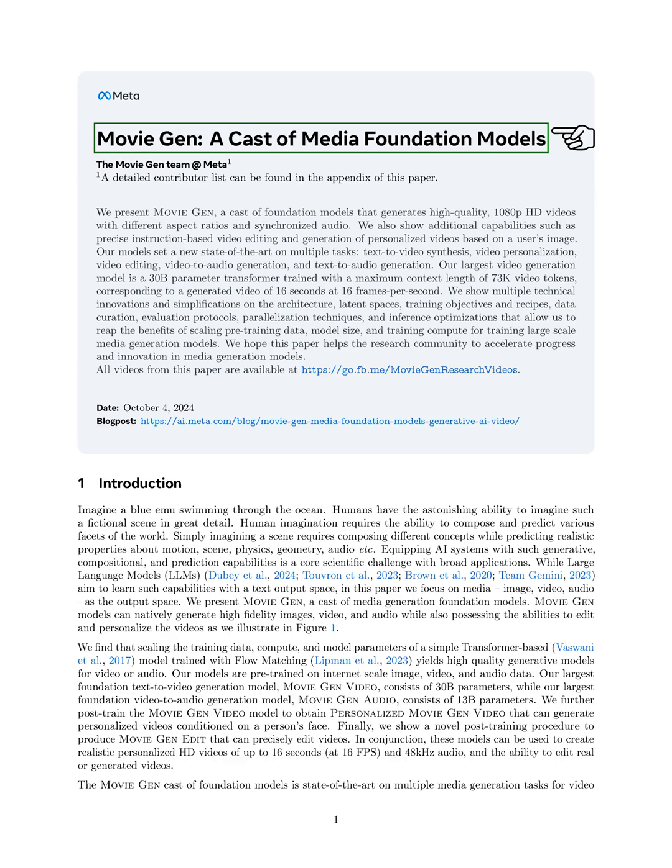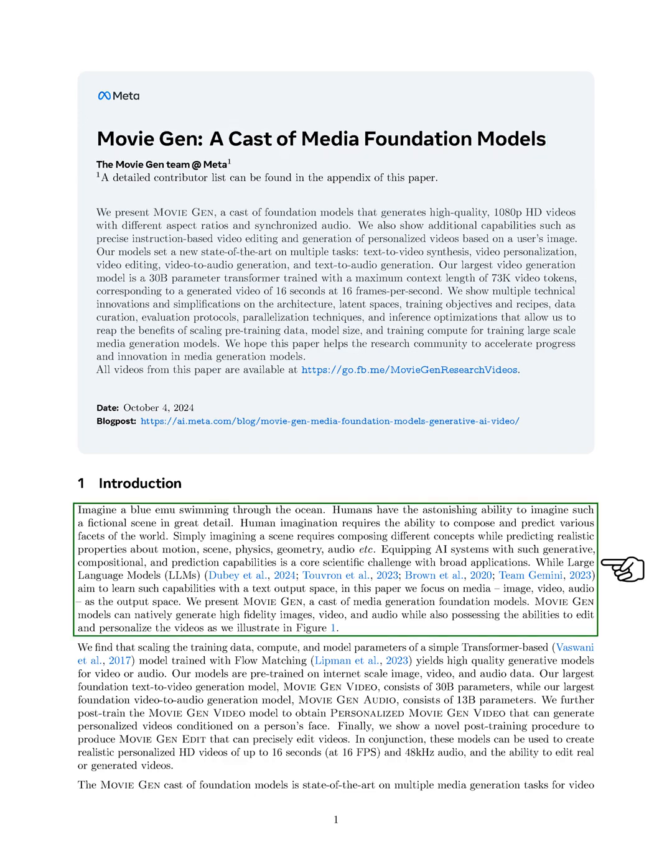Section: Introduction. In this section, we explore the fascinating capabilities of human imagination, which allows us to create detailed fictional scenes, like a blue emu swimming in the ocean. This imaginative process involves combining various concepts and predicting realistic aspects of the scene, such as its physics and sound. Our goal is to equip AI systems with similar generative and predictive abilities, which presents a significant scientific challenge with wide-ranging applications. While large language models focus on text, we shift our attention to media, specifically images, videos, and audio.